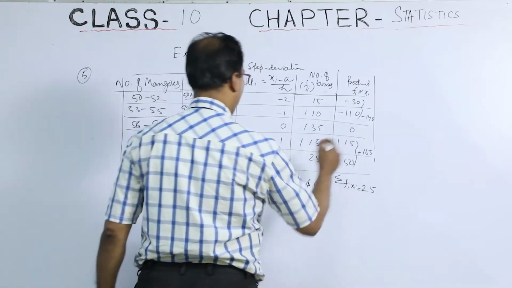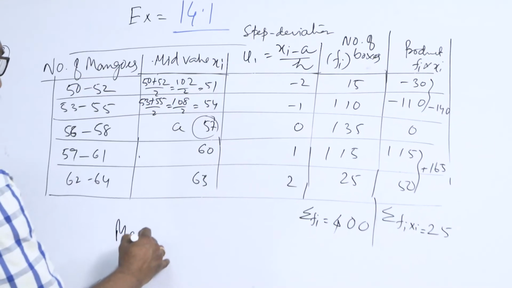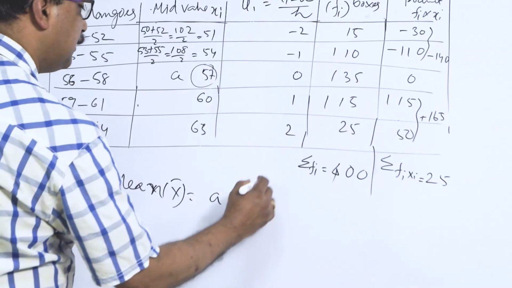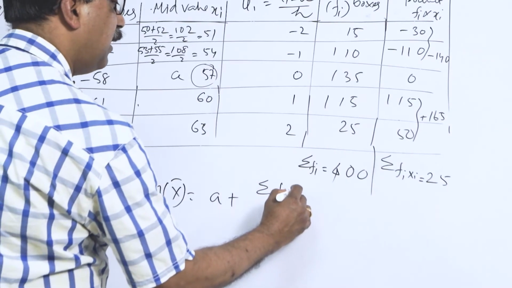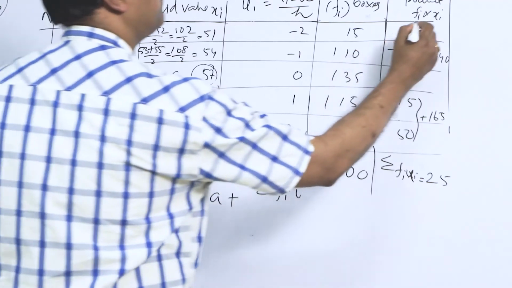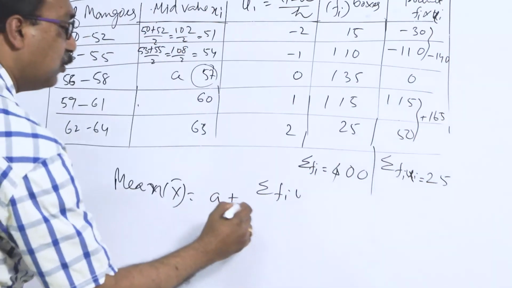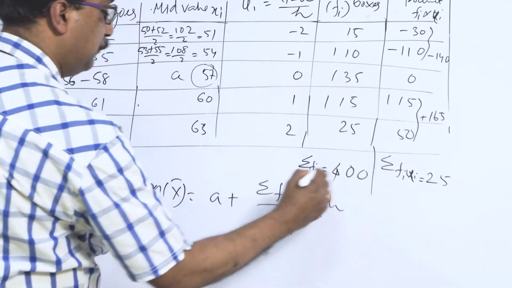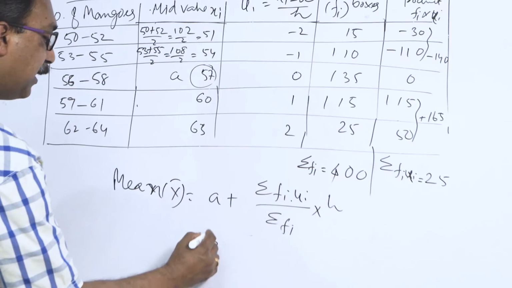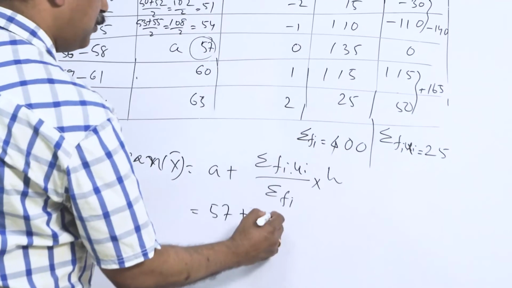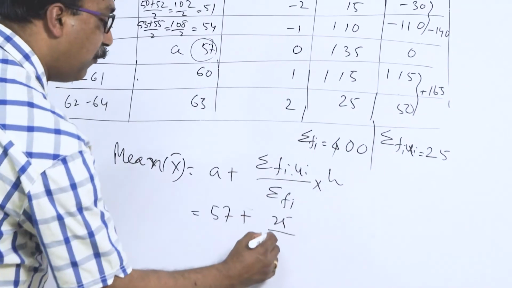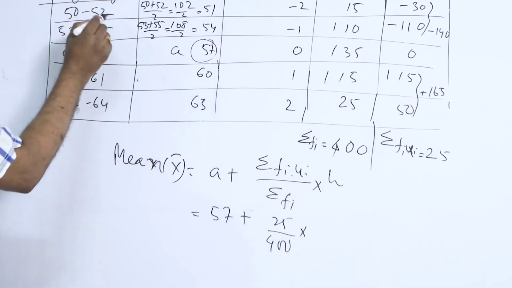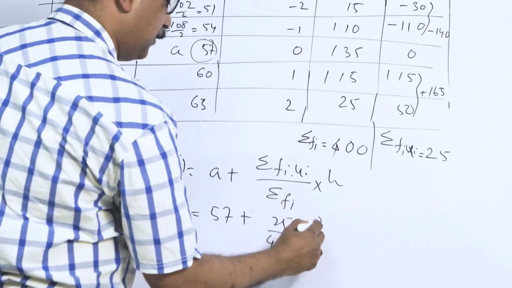Now we come to the formula of the mean. Mean x bar will be a plus sigma fi ui by sigma fi, into h. What is a? 57 plus sigma fi ui, 25, by sigma fi, 400. And what is h? What is the width of the class interval here? The difference is 3, no? So I multiply by 3.